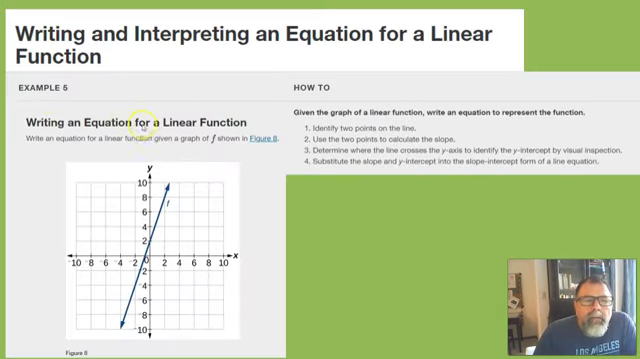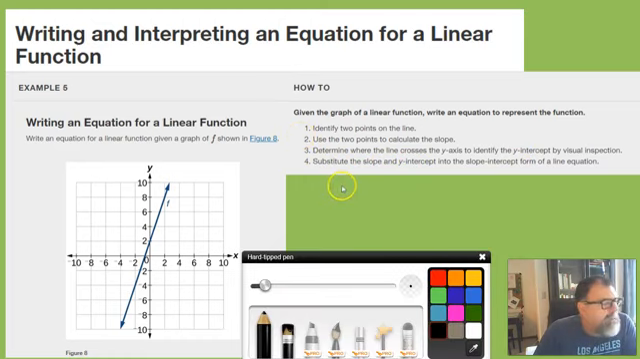Okay, the next learning objective, write and interpret an equation for a linear equation. Example 5, writing an equation for a linear function. Write an equation for a linear function given the graph of f shown in figure 8. Okay, so how to? Given the graph of the linear function, write an equation to represent the function. So identify 2 points on the line. Use the 2 points to calculate the slope. Determine where the line crosses the y-axis to identify the y-intercept by visual inspection. And then substitute the slope and y-intercept into the form of the line.